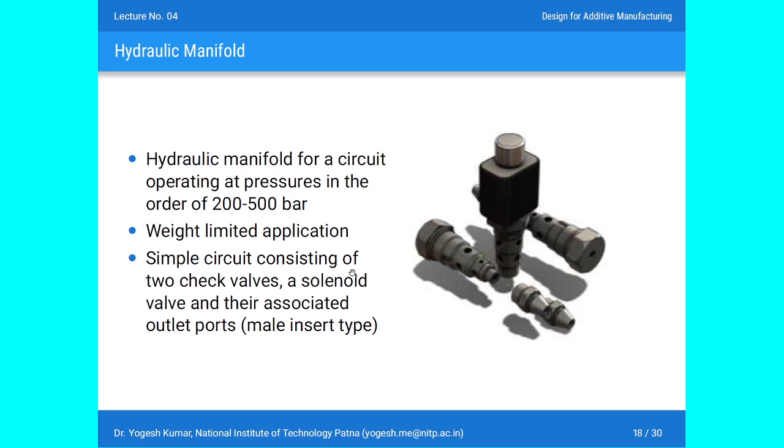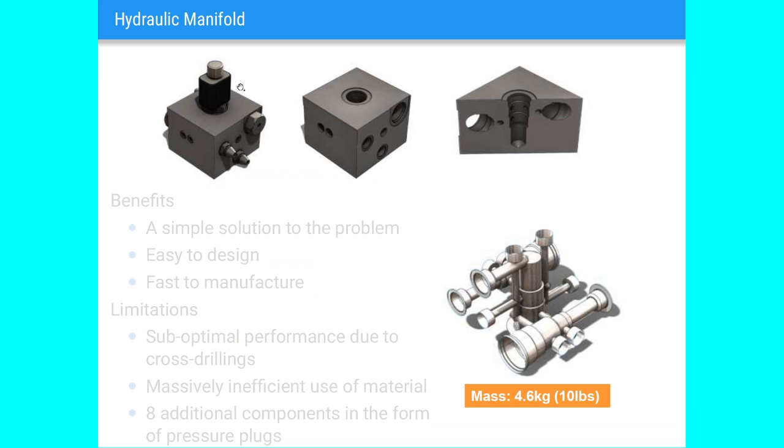The simple circuit consists of two check valves, a solenoid valve, and their associated outlet, which is male insert type. Okay, so these are the major components which need to be mounted on a hydraulic power pack. So let's see what we do in the conventional way of machining.